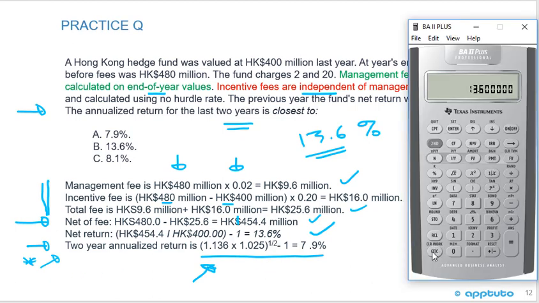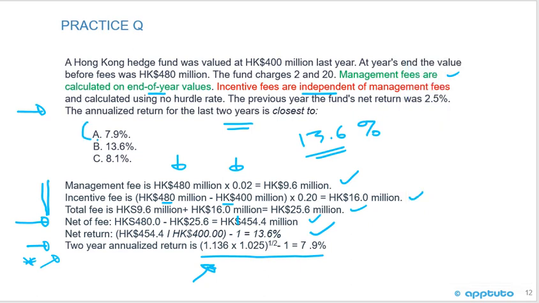So we're just going to do 1.136 times 1.025, because they gave us the return for the previous year. Then y to the x, 0.5, minus 1, times 100, and we get 7.90%, and the correct answer is A.